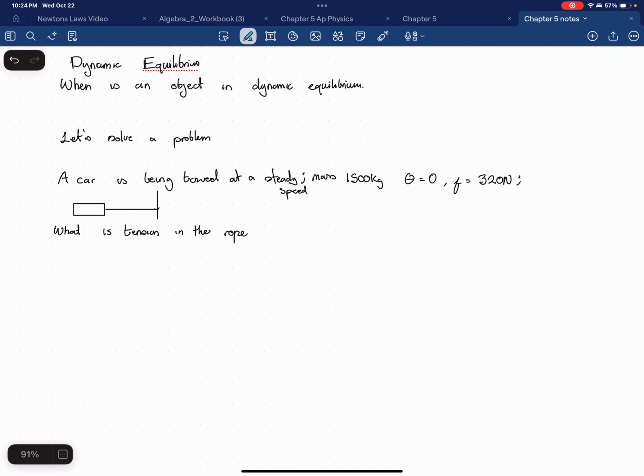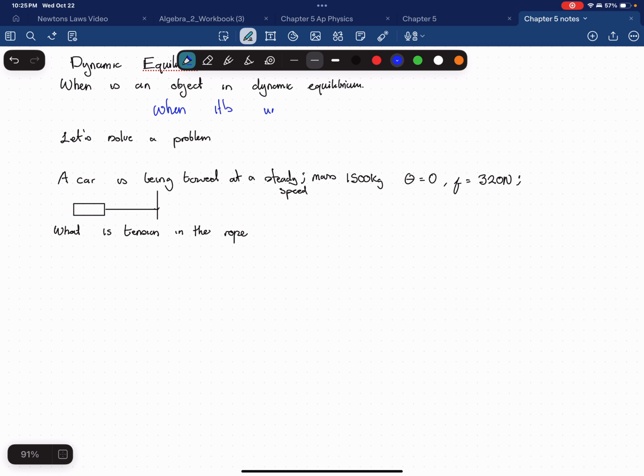Equilibrium. When it's undergoing constant velocity.